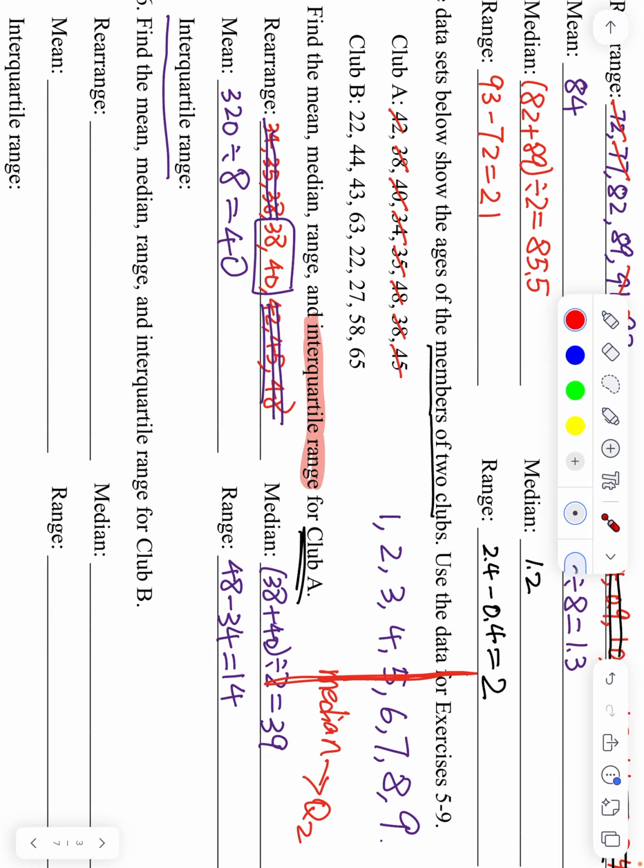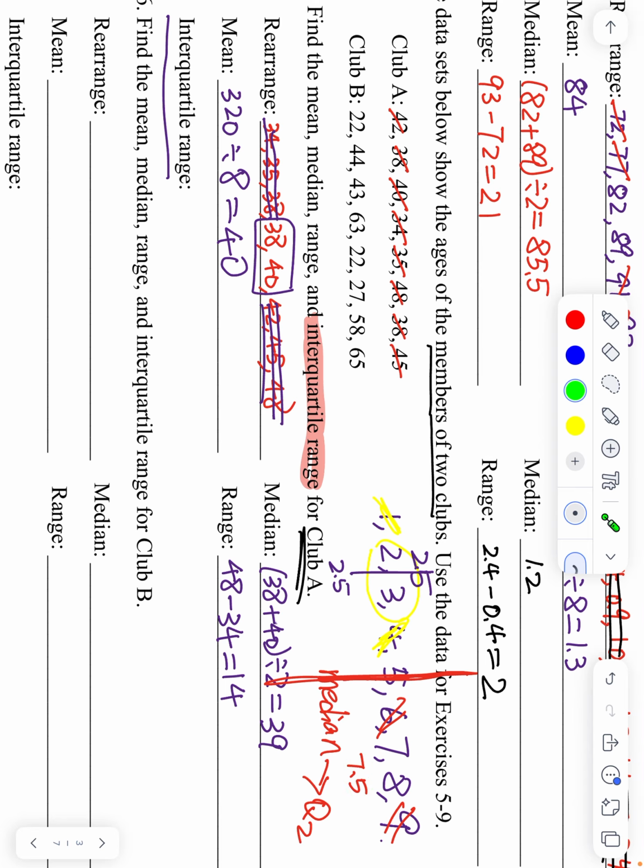Okay, let's cross out 1 and 4. We have 2 and 3 in the middle. We don't have a single number, so we have to average 3 and 2. So 2 plus 3, that's 5. 5 divided by 2, that's 2.5. So the 2.5 is the lower part median, so 2.5. And the upper part median is 7.5, yeah? So we average 7 and 8. We got 7.5.